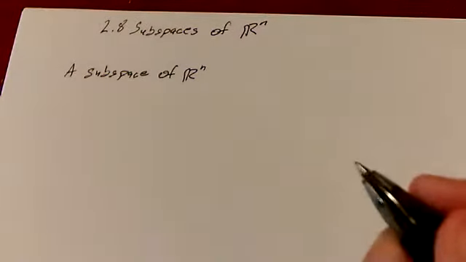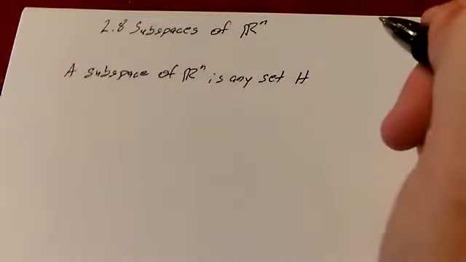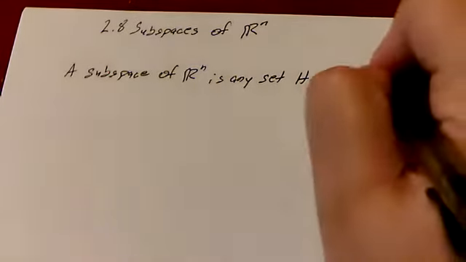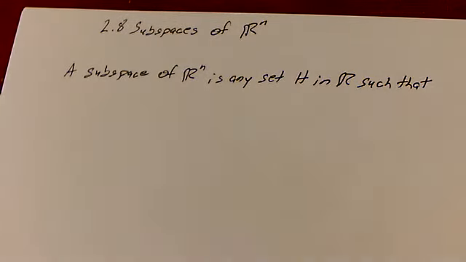So a subspace of Rn is any set H in Rn such that we have the following three properties. Okay, property A, the zero vector is an element of H.